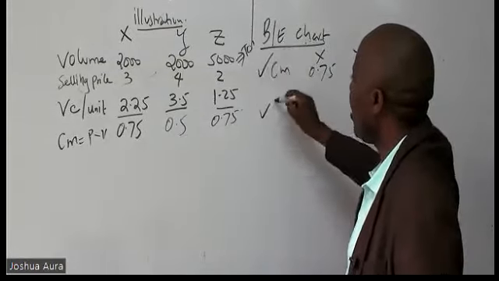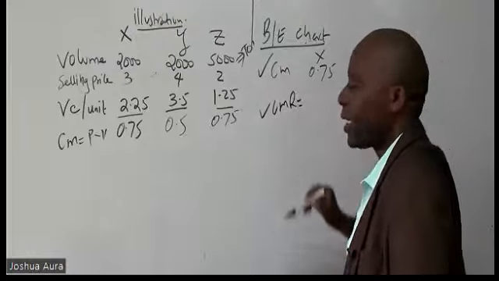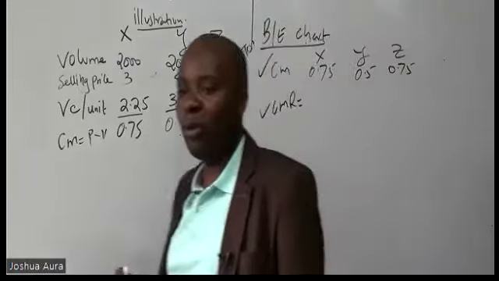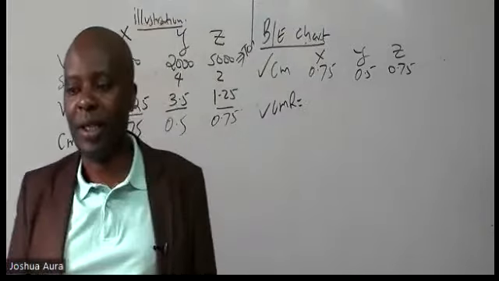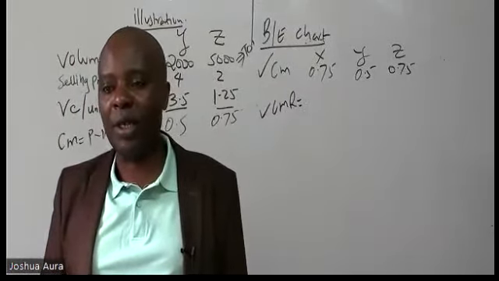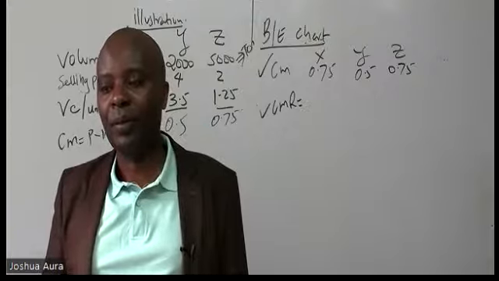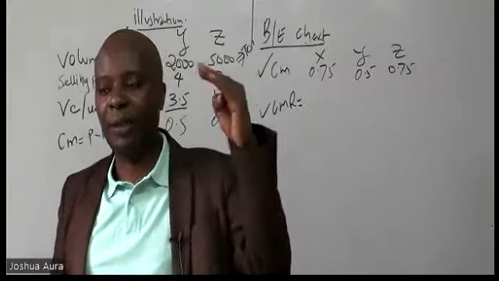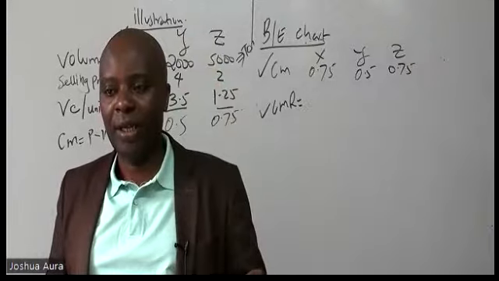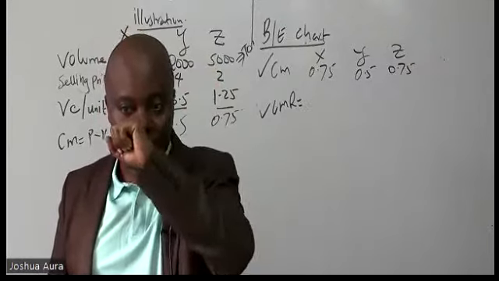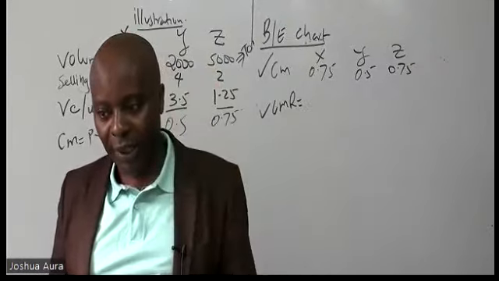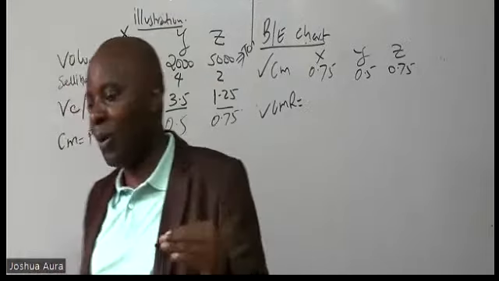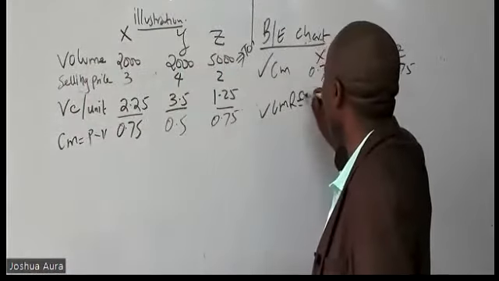Step number 2, give us CMR. Is there somebody who can remember how we normally compute CMR? CMR is something divided by something. CMR is contribution margin ratio. It is CM over price. Yes, it is CM over price.